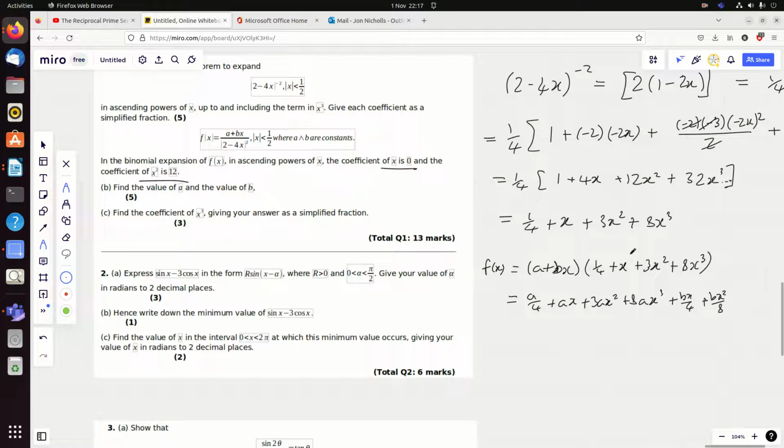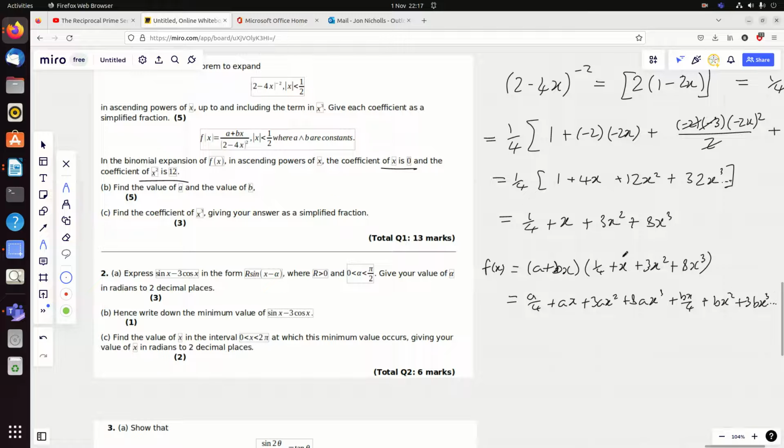Bx squared over 8. Did I get that right? Or just bx squared, I think. Dear oh dear. You see, I always make mistakes when I'm doing maths. It's normal. Plus bx squared on its own, and then plus 3bx cubed. And you know what? I think I'm going to stop there.